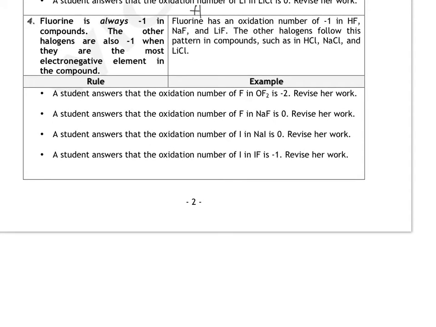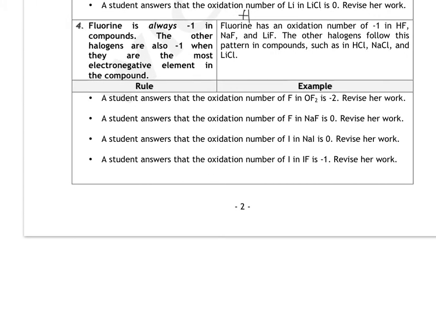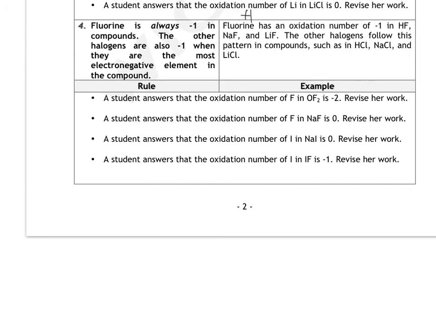Number 4. Fluorine is always -1 in compounds. The other halogens are also -1 when they are the most electronegative element in the compound. So I'll write down the elements that are considered halogens right here to the left in order from top to bottom. So here's the list.